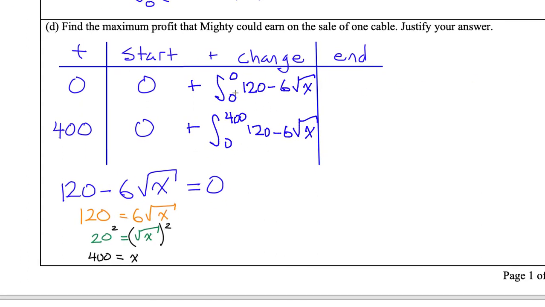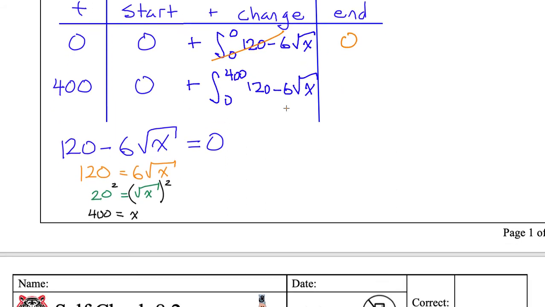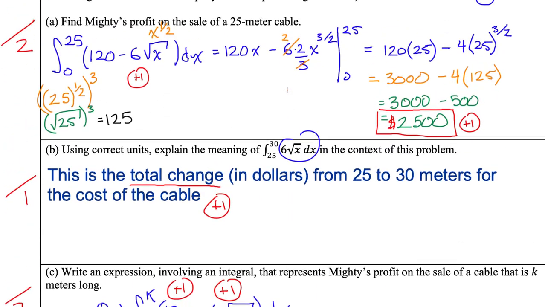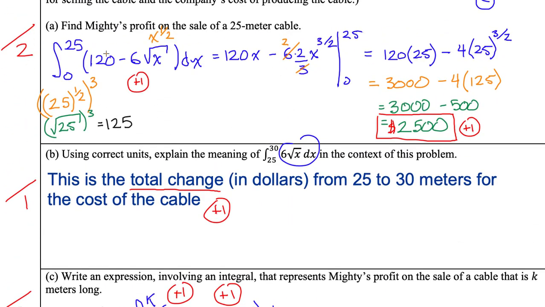This is pretty clear here: the integral from the same thing to the same thing is 0. But now I have to do the integral from 0 to 400 of this bad guy. Do I have that done anywhere? I did it from 0 to 25. I have to do the same thing. So I've already taken the antiderivative. Let's skip to this step where I took the antiderivative.